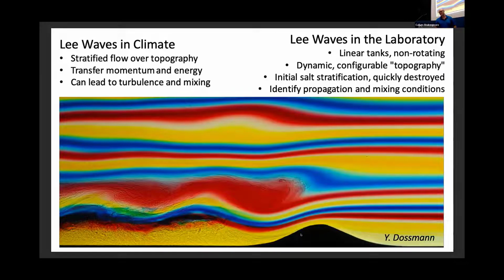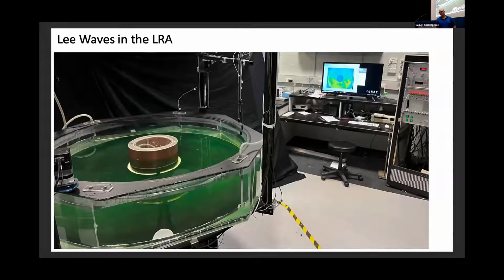What we're hoping to do is include the effects of rotation in that system. We do so with what we've been calling this large rotating annulus, which is essentially Ivan's tank wrapped around on itself, and that's what I've got just here. I'm going to point out some features of this tank.